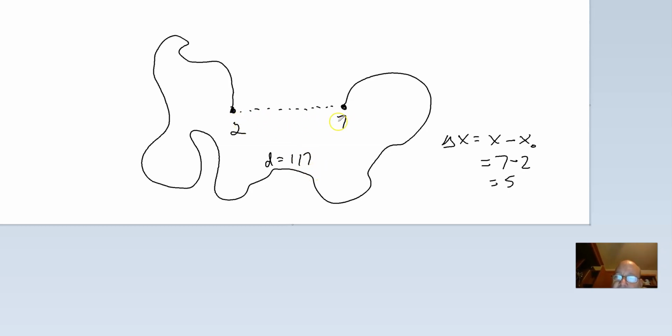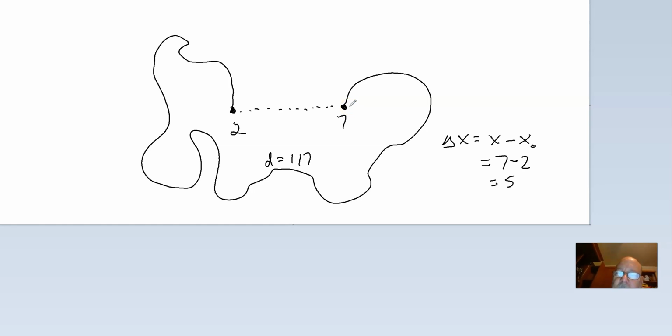Okay? I only ended up 5 units from where I started, and that's what displacement is. What is the difference between where I ended up and where I started from? But distance is the path that I used to get there, right? Distance is going to be the path that I used to get there. So we need to make sure we understand the difference between distance and displacement.